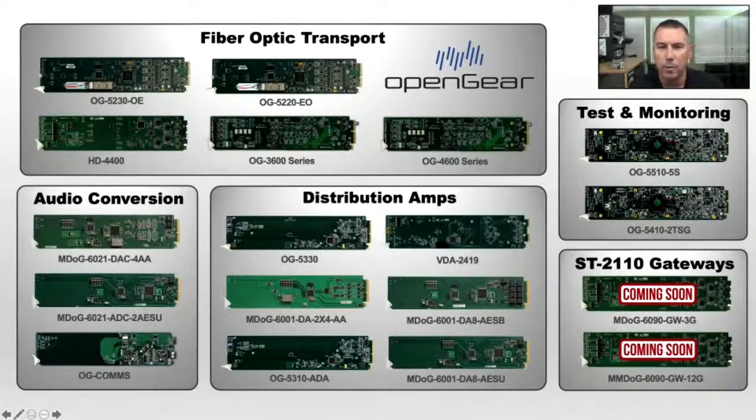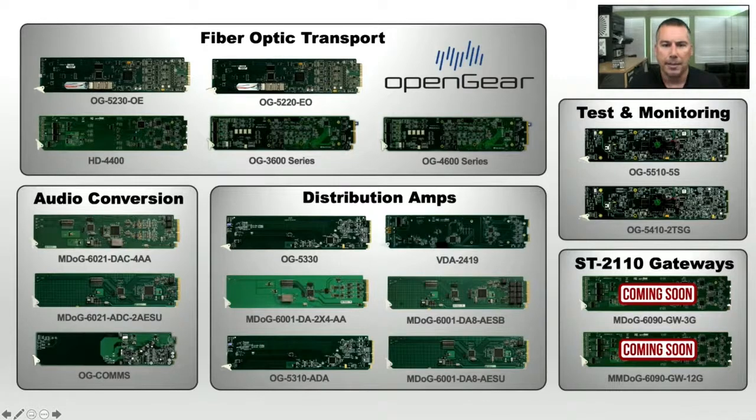So down in the bottom right-hand corner is the ST2110 gateway products. There'll be multi-channel 3G and 12G versions. That will be out probably the beginning of next year, in the lab currently. So you see a range of audio conversion, A to D, D to A's. We've got a really popular line of distribution amps, including balanced AES, unbalanced AES, and balanced analog, which are really popular gap fillers in the openGear range.